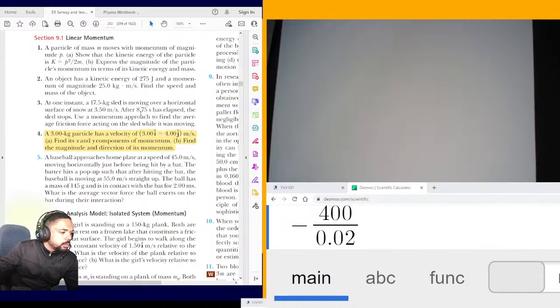Okay, so the problem says a 3 kilogram particle. Let me just move it this way. Let me just check if the YouTube is still running. It seems to be still running.